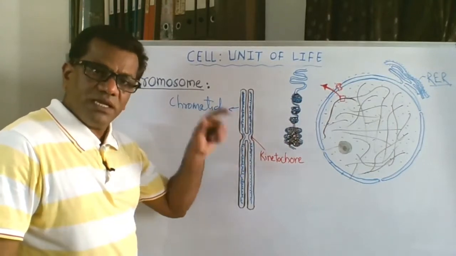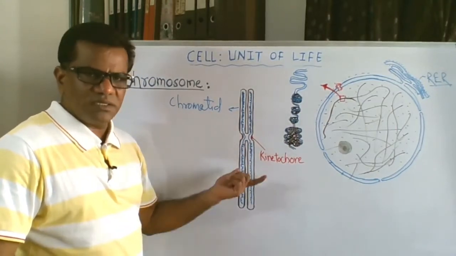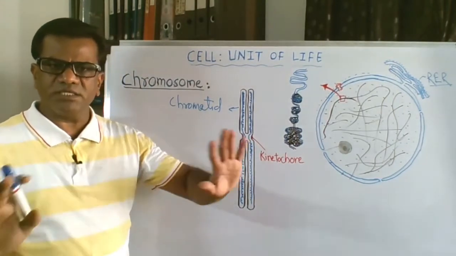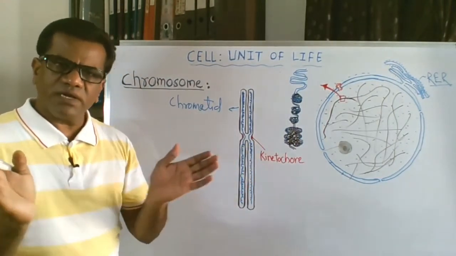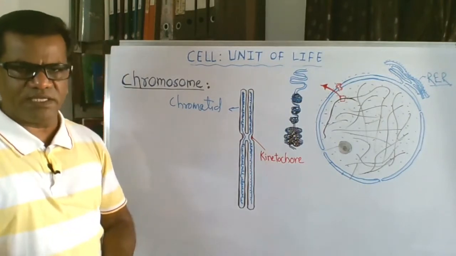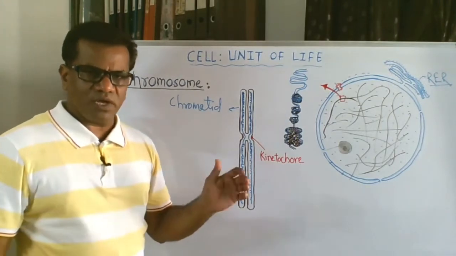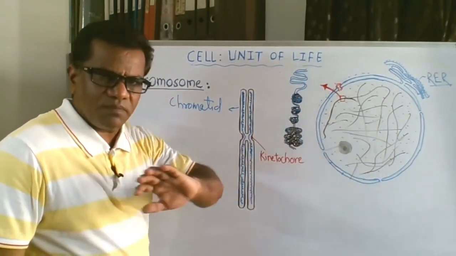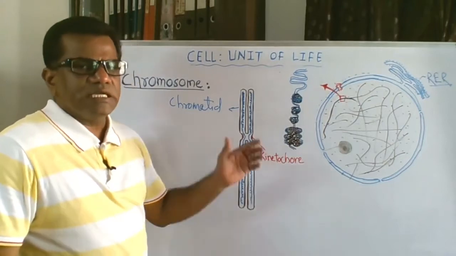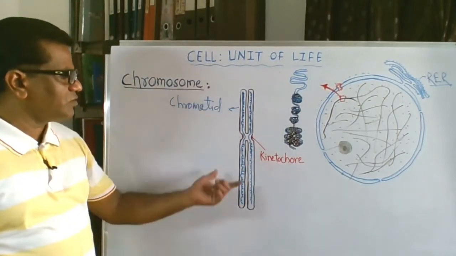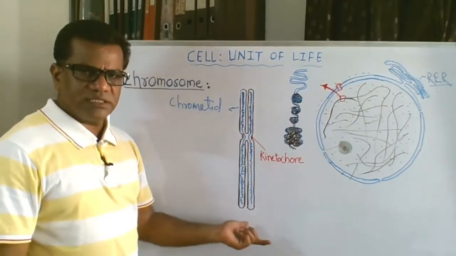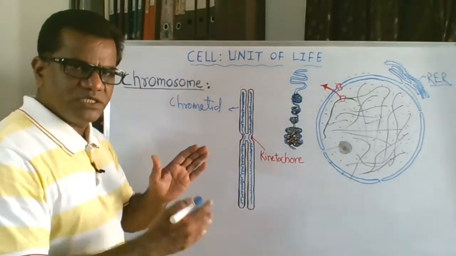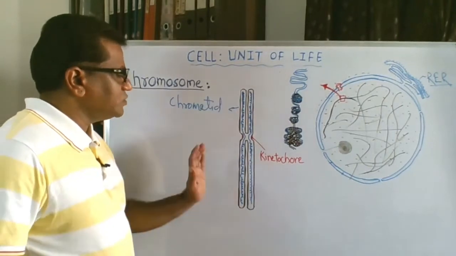A chromosome which is ready for division, the chromosome in a cell ready for division. Generally, I told you chromosomes are formed at the time of division. Chromatin is in interphase, and when the cell enters the divisional phase, mitosis or meiosis, at that time when the nuclear envelope breaks, disorganizes, then the chromatin material forms the chromosome. So this chromosome is having two chromatids because it is ready for splitting into two.